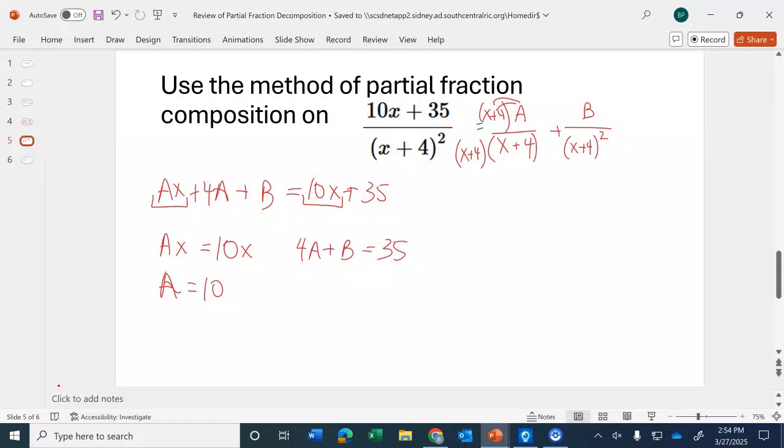Well, how am I going to make that happen? Of course, I can plug in my a equals 10 and solve from there. 4 times 10 is 40, telling me that b is going to be negative 5.